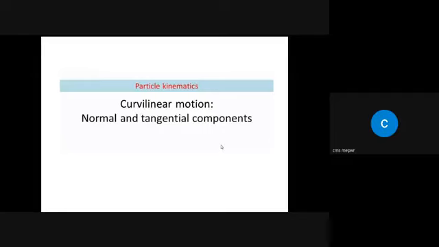So in today's class, we will analyze curvilinear motion again, but today we will not consider Cartesian coordinate system. Instead, we will use a new coordinate system, that is normal and tangential coordinate system. And in this case, the components of motion that we will be having will be normal and tangential components.